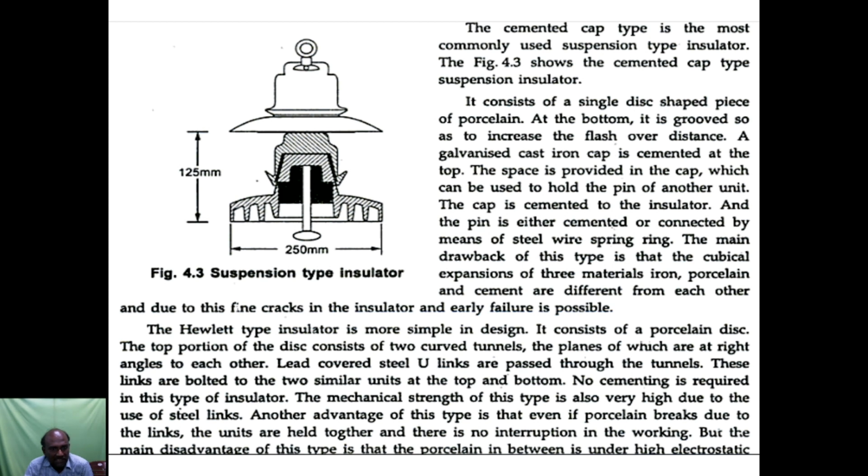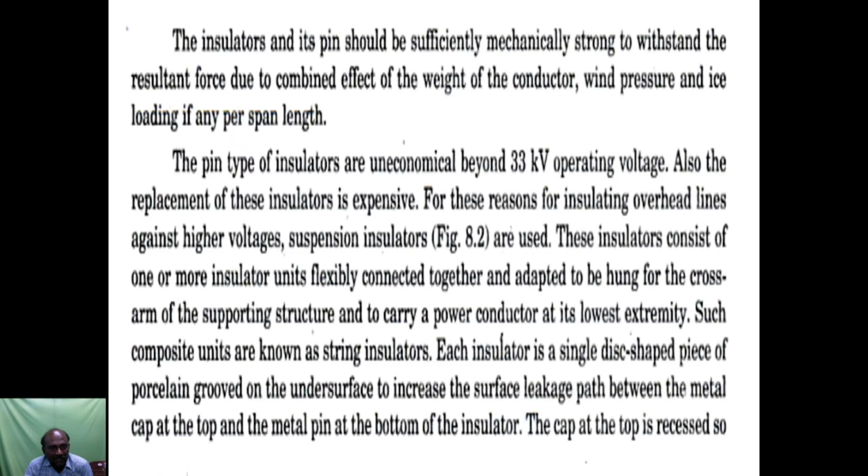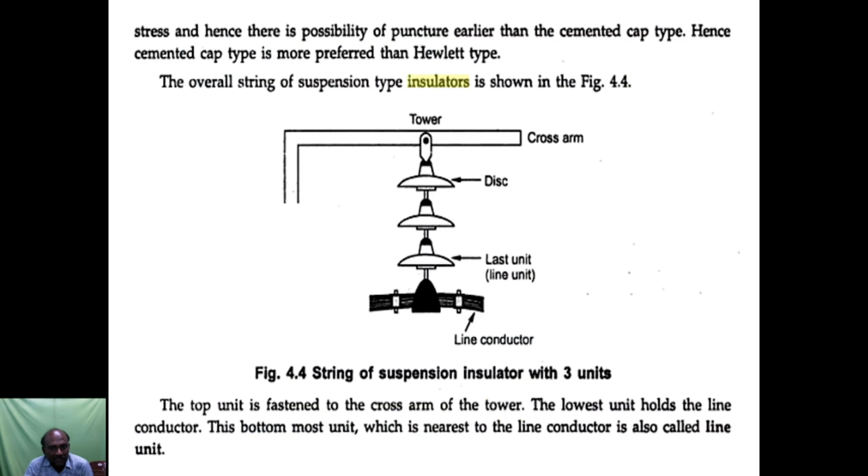The suspended distance, or the distance between two consecutive discs. Suspension type insulators with 3 units. Here we have 3 discs. The topmost disc is connected to the tower, and the lowermost is connected to the line connector. So between tower and conductor we have this insulation.